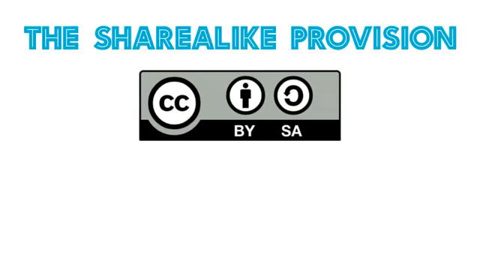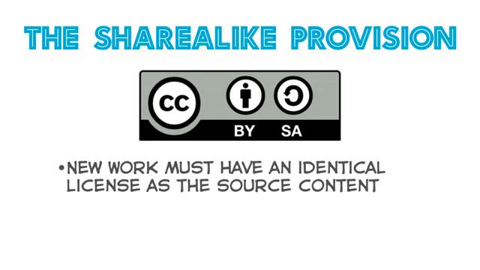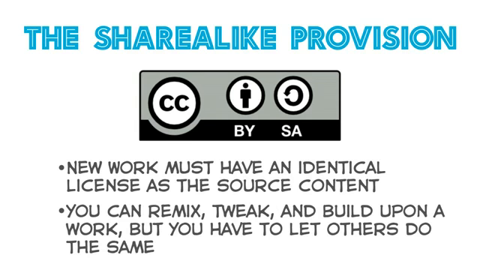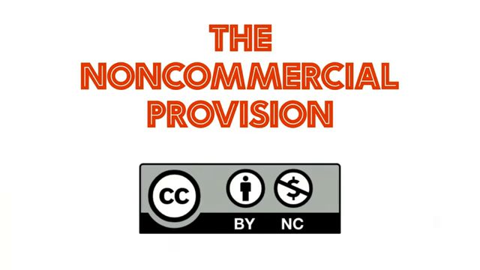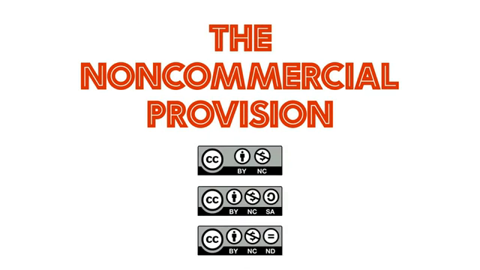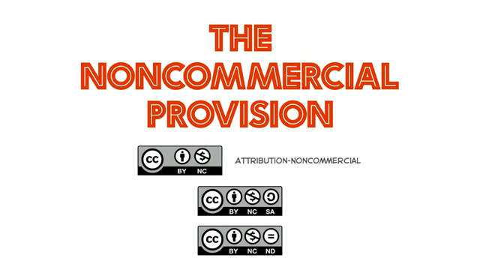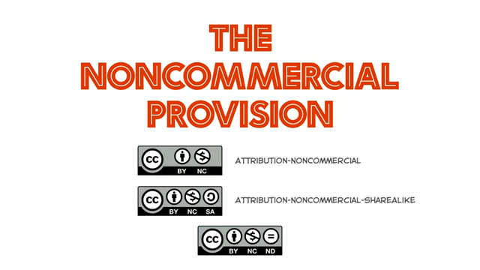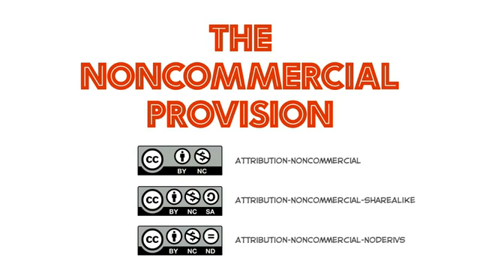With a Share Alike, or SA provision, your new work must have an identical license as the source content. In other words, this license lets others remix, tweak, and build upon a work, as long as they credit the creator and license their derivatives under identical terms. Finally, the non-commercial, or NC provision, makes the license compatible with any of the three licenses with an NC component: BY NC itself, BY NC SA, or even BY NC ND.